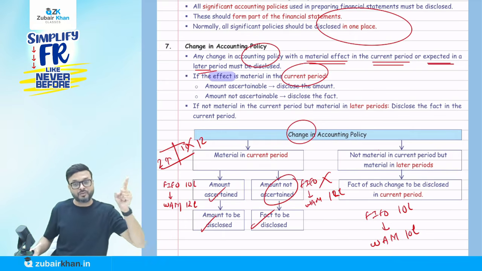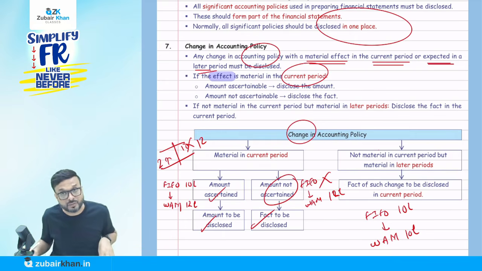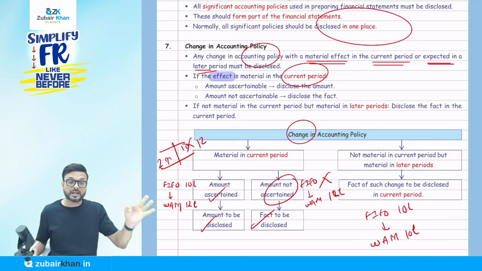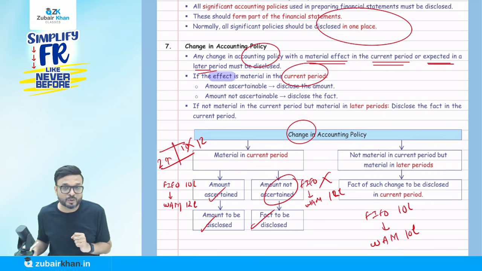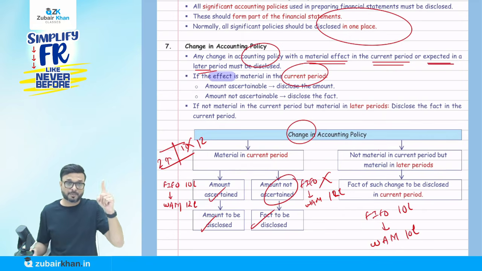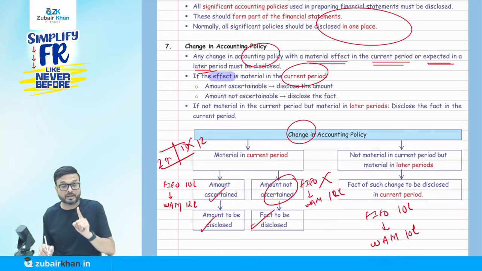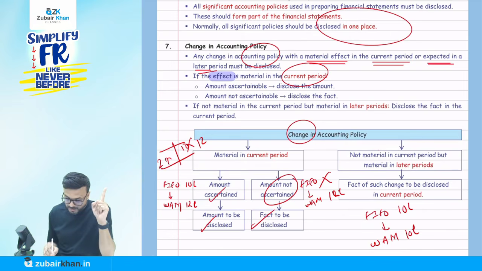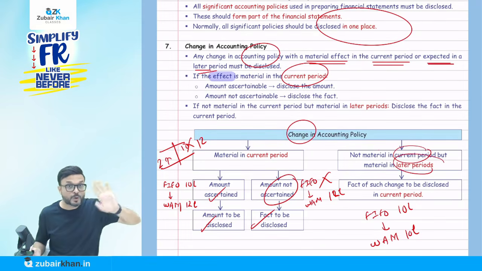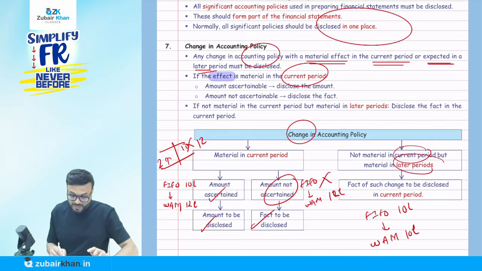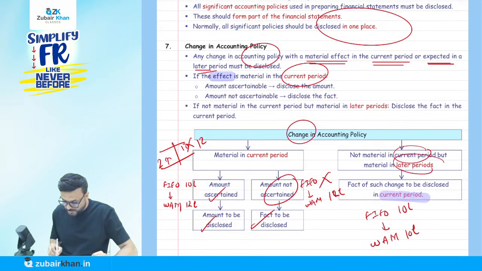But in future, I am not going to follow the FIFO method. I will follow the weighted average method. If I follow the weighted average method in future, my profit is going to be affected. So we have to disclose that. This is an important point and keyword here: not material in the current period, but material in a later period. So when we have to disclose in future, this is the main point. We are going to disclose the fact of such change in the current year.